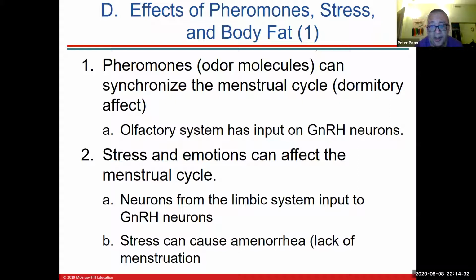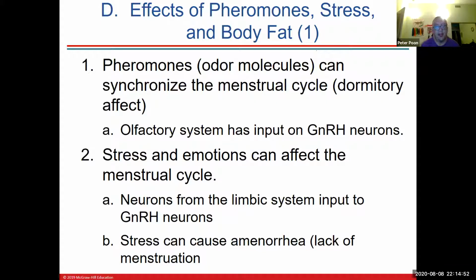So the dormitory effect. They realized the only way that could possibly happen, if it was true, was that there must be some pheromone that causes everyone to sync up. But they realized that wasn't true. So yeah, don't worry about that.